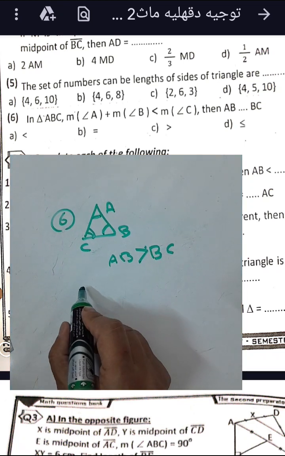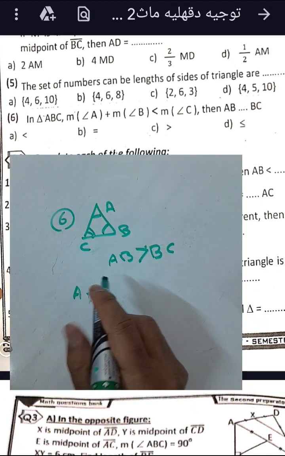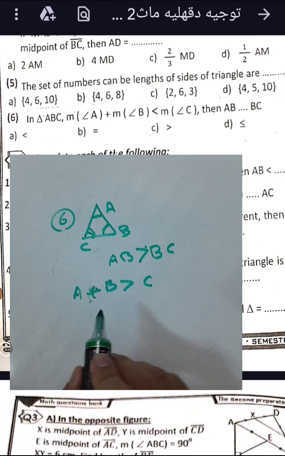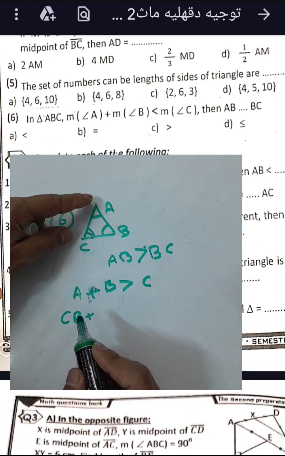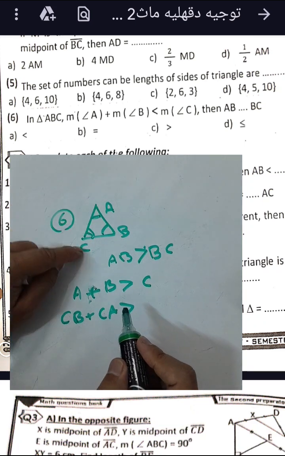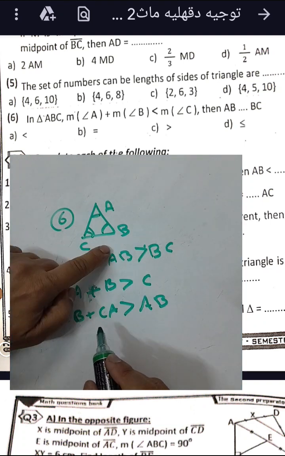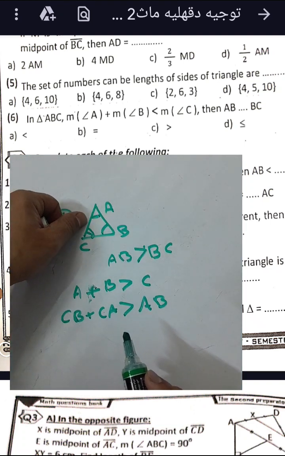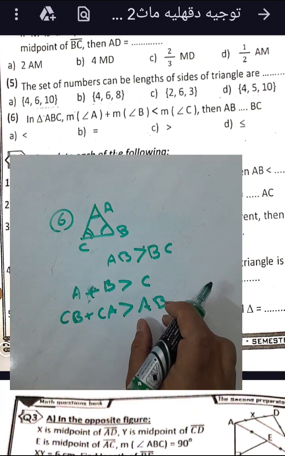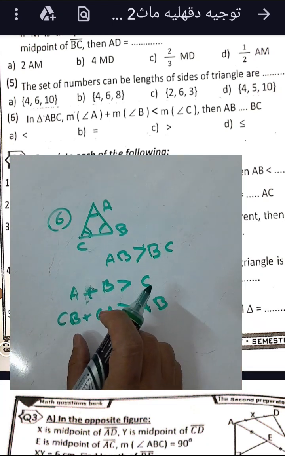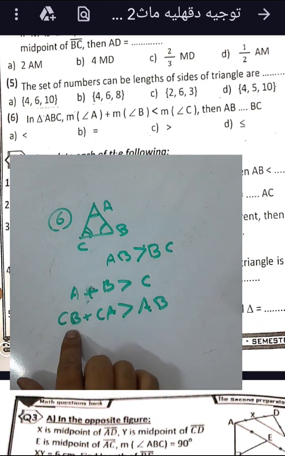Okay, I will write it again. If we add the measure of angle A plus the measure of angle B, it will be greater than angle C. Angle A is opposite CB, angle B is opposite CA, and C is opposite AB. Then CB plus CA is greater than AB. Then the relation between AB and BC, which is greater?